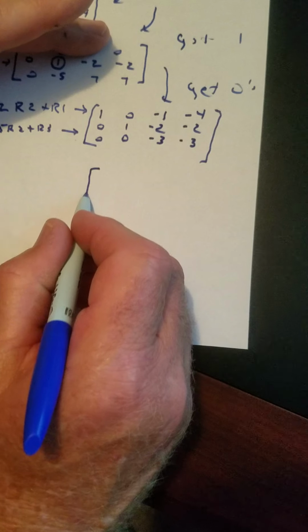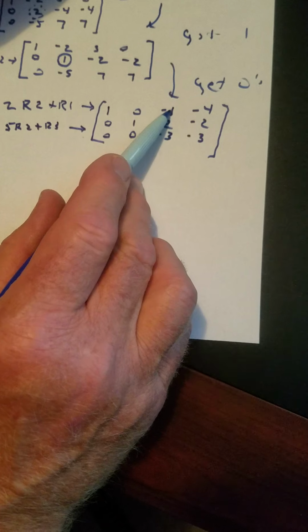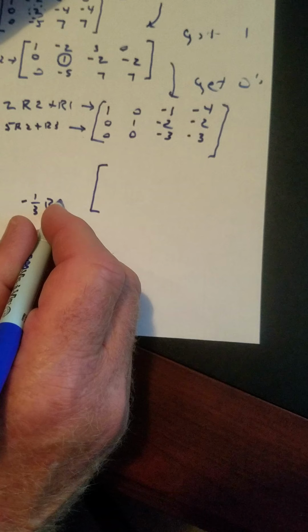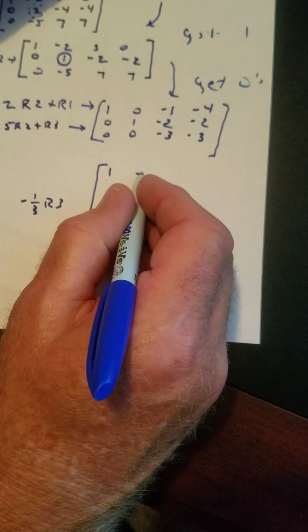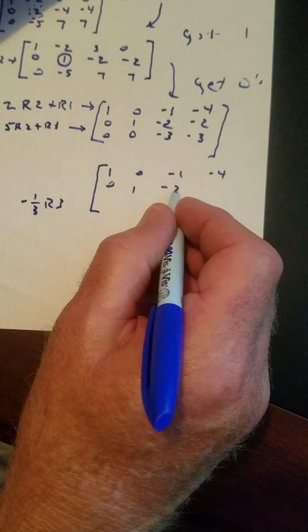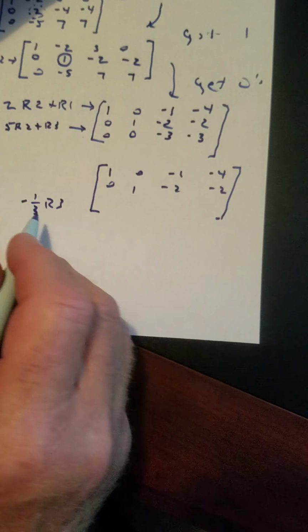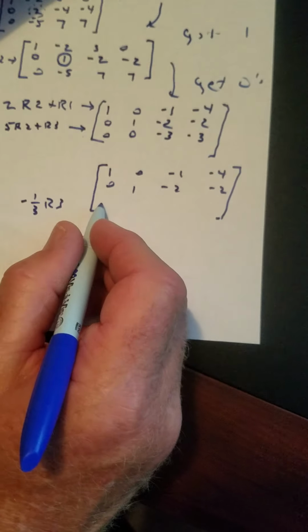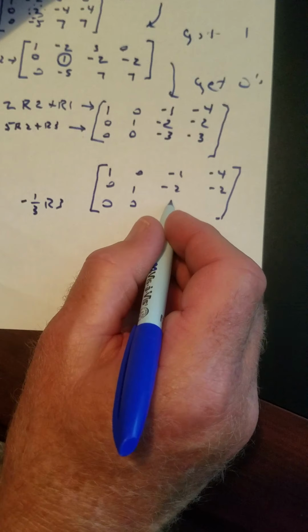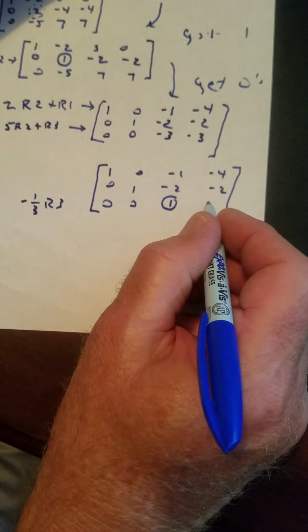So, what's next? I want to get a 1 right here in the third column. The 1's always at the bottom. So I'm going to take negative 1/3 times row 3. Row 1 stays the same. Row 2 stays the same. And row 3 becomes negative 1/3 times 0 is 0. Negative 1/3 times 0 is 0. Negative 1/3 times negative 3 is 1. That becomes my new pivot. And negative 1/3 times negative 1/3 is 1/9.